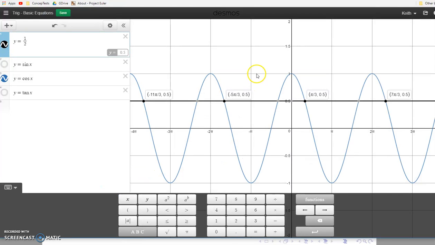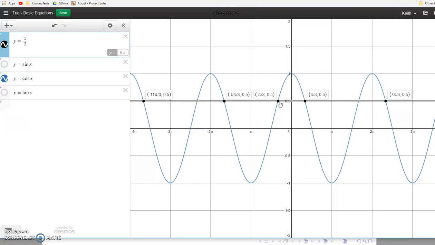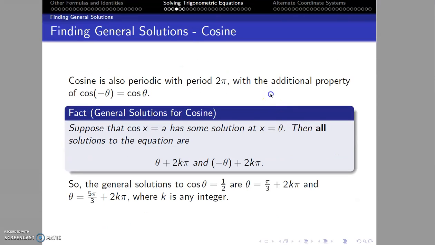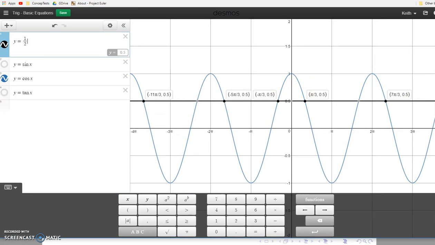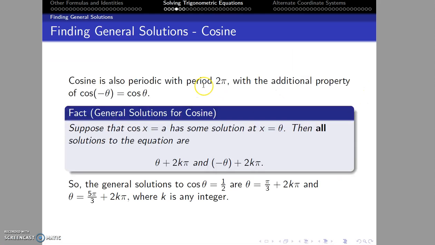And the answer is negative pi over 3. You get negative pi over 3, and you get that because cosine is even. Cosine has the even property. Cosine of negative theta is equal to cosine of theta. So if you have some solution, say pi over 3, then negative pi over 3 also works. So we have pi over 3 plus 2k pi, and then we have negative pi over 3 plus 2k pi, and that together gives us all of the solutions. That's our general solution there.